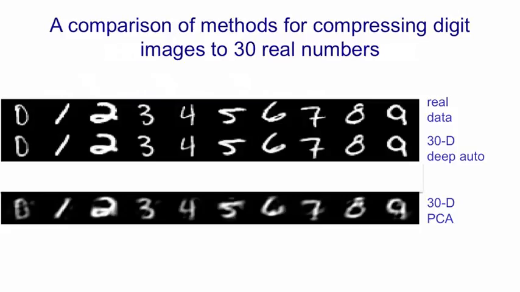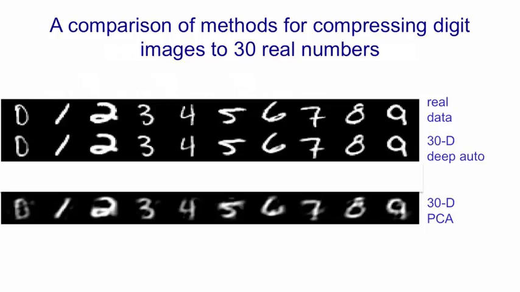So if you look at the first row, that's one random sample from each digit class. If you look at the second row, that's the reconstruction of the random sample by the deep autoencoder that uses 30 linear hidden units in its central layer. So the data has been compressed to 30 real numbers and then reconstructed. If you look at the 8, you can see that the reconstruction is actually better than the data. It's got rid of the little defect in the 8 because it doesn't have the capacity to encode it.